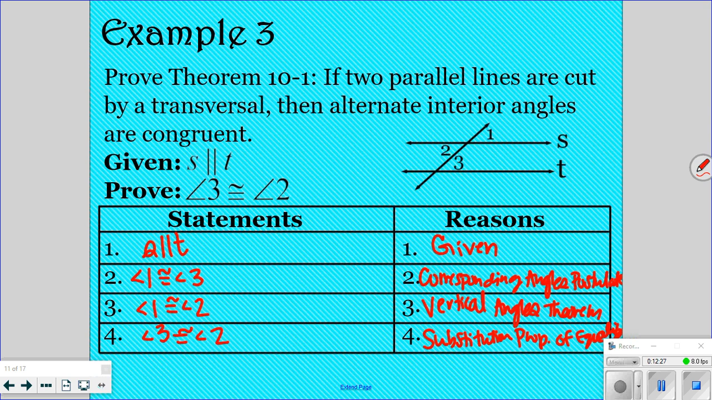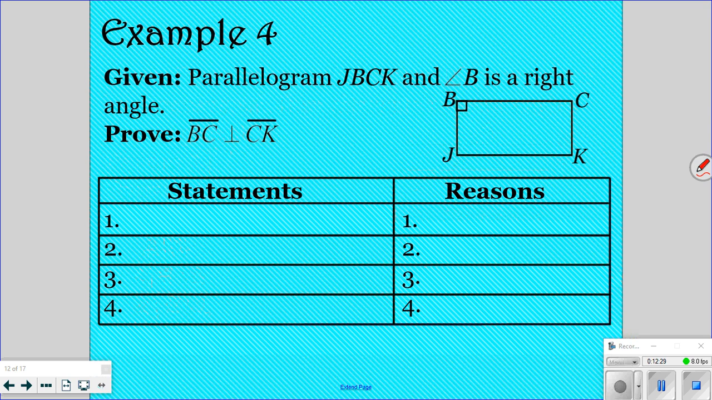All right, let's look at another one now. We want to do this parallelogram, and angle B is a right angle, and we want to prove that the two lines are perpendicular.